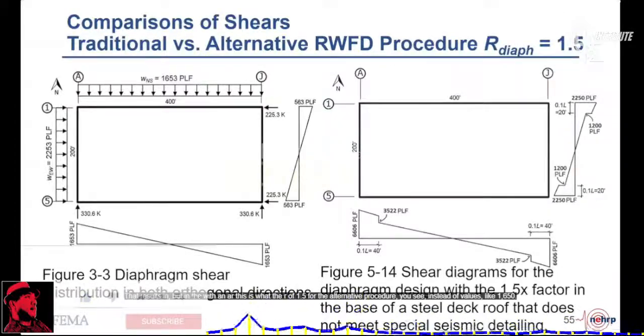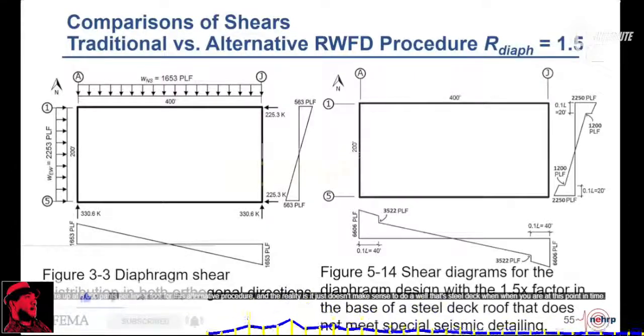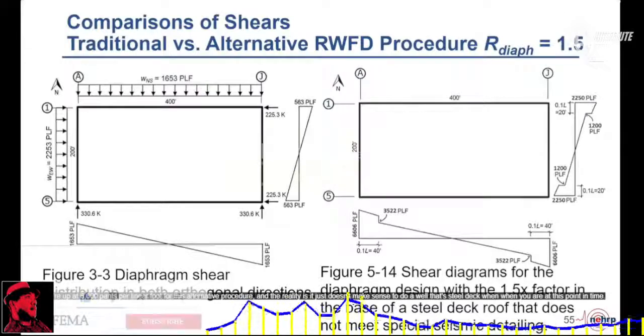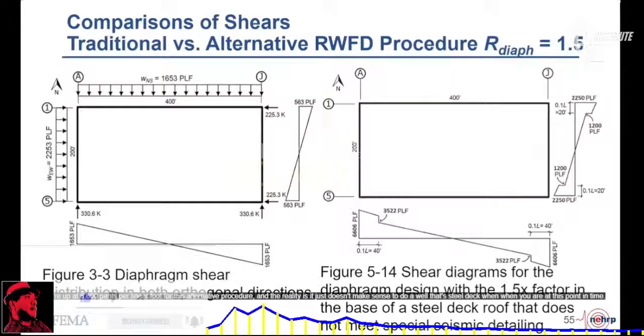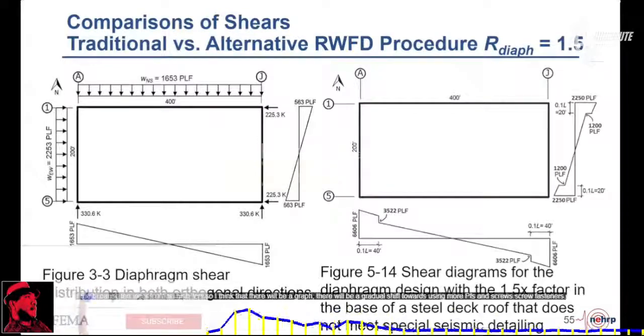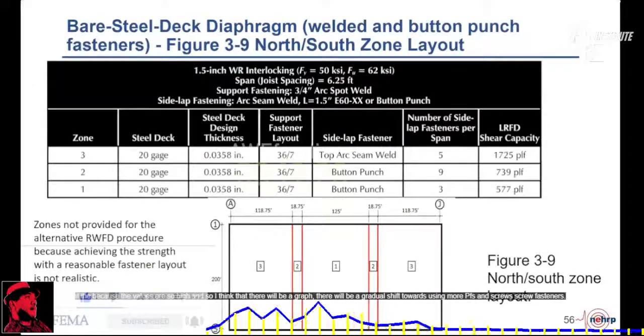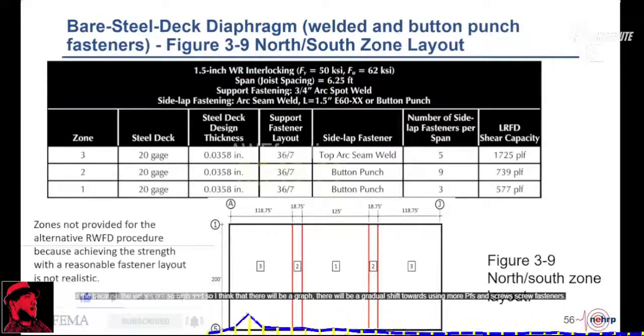You see, instead of values like 1653, you're up at 6,000 pounds per linear foot for this alternative procedure. And the reality is, it just doesn't make sense to do a welded steel deck at this point in time because the values are so high. And so I think that there will be a gradual shift towards using more PAFs and screw fasteners.